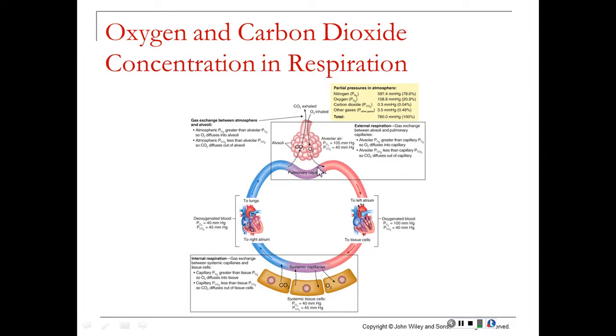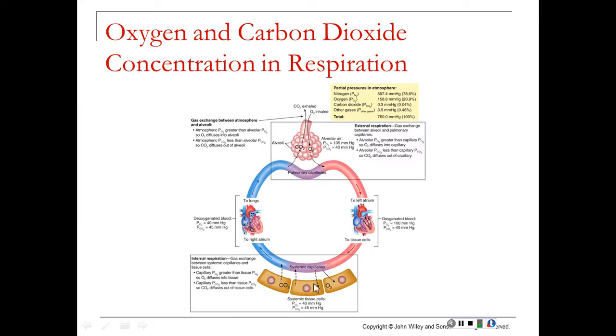That oxygenated blood is now going to circulate through the heart, out through the left ventricle, through the aorta, all of our major body arteries, and eventually it's going to get to our systemic capillaries, where you may notice the partial pressure of oxygen in the systemic capillaries is 40, whereas our oxygenated blood has a partial pressure of around 100.